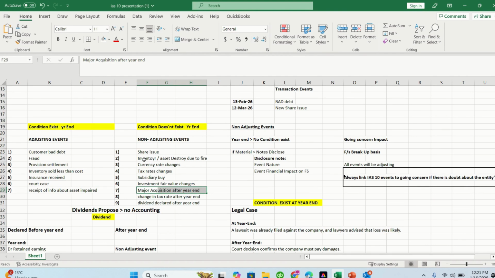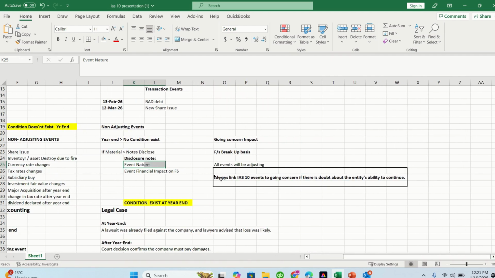Okay, so if events are non-adjusting but they are material, in this case we need to disclose the event and its financial impact on the financial statements. One thing which is very important in IAS 10 is to always link IAS 10 events to going concern. If there is doubt about the entity's ability to continue, in this case all events will be adjusting events and the financial statements will be prepared on a break-up basis.